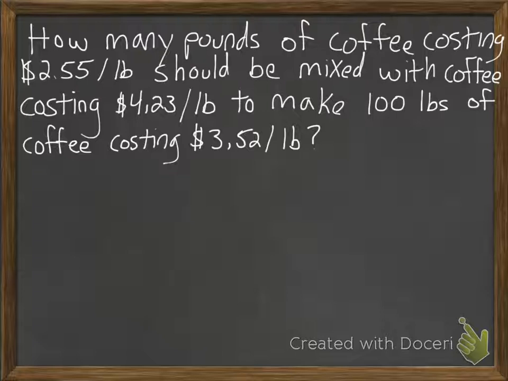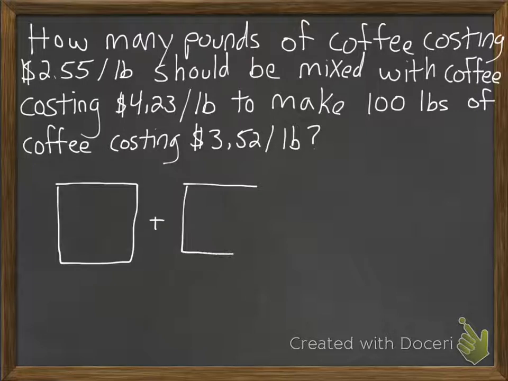And so the idea in a mixture problem is, again, we start with what we're doing. In this case, we have really two containers that are being put together. Two containers or two buckets, two bowls of coffee to produce a third.